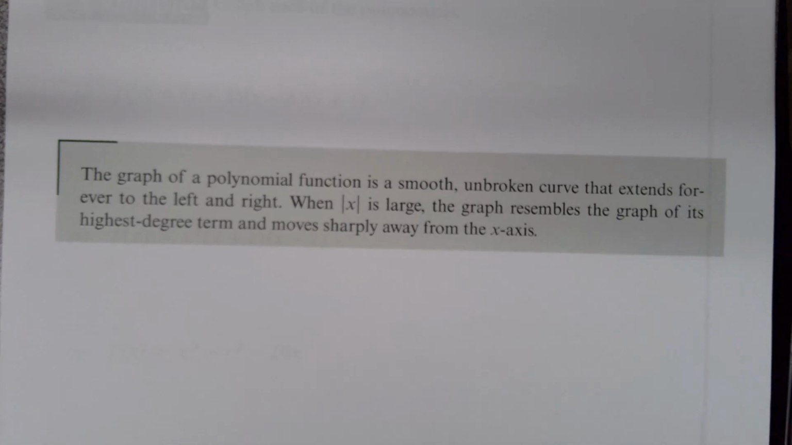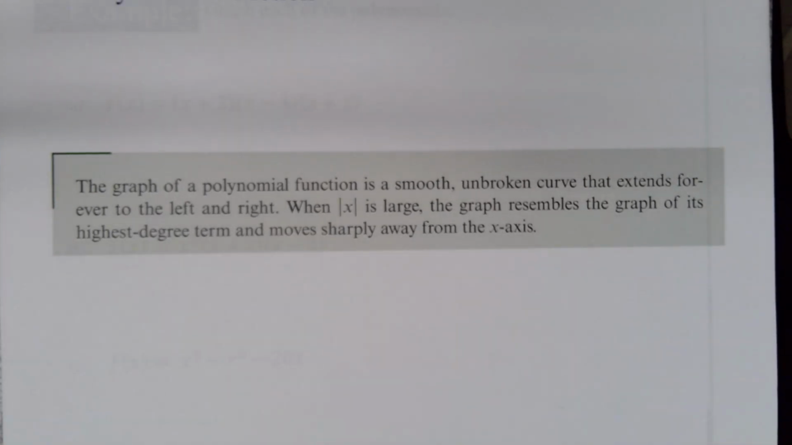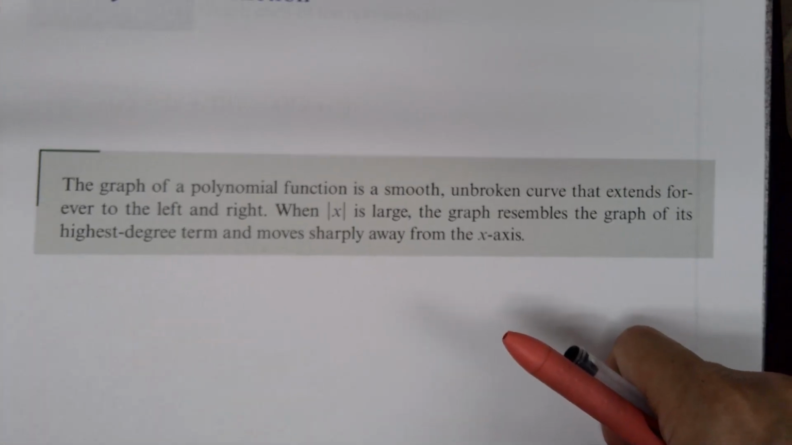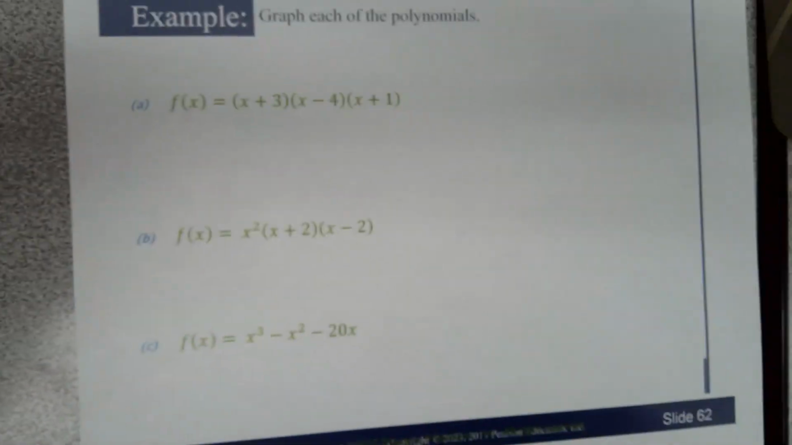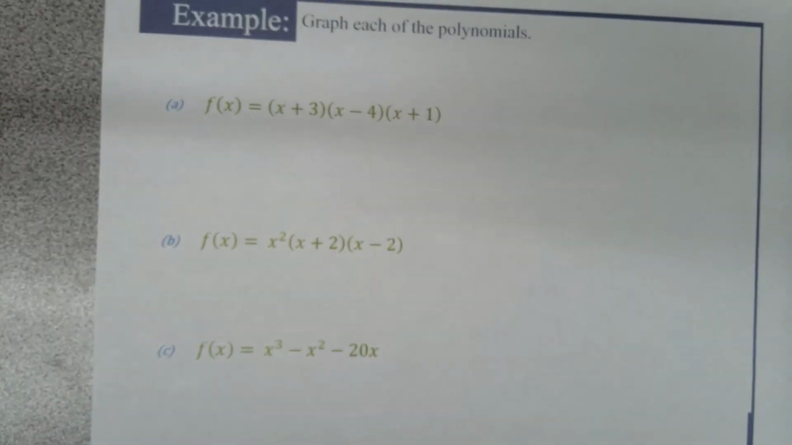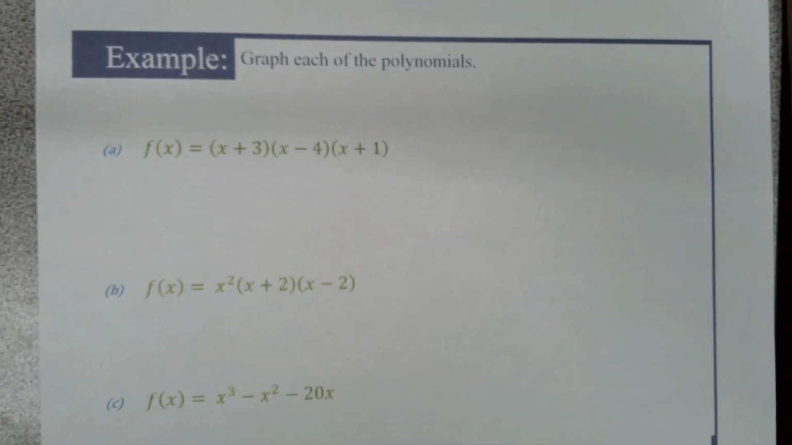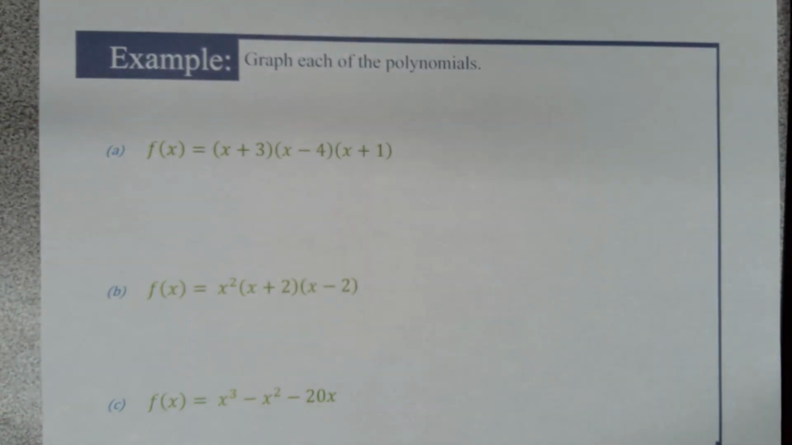Just as I said earlier, the graph of a polynomial function is a smooth, unbroken curve that extends forever to the left and right. When x is large, the graph resembles the graph of its highest degree term and moves sharply away from the x-axis. That's really talking about our end behaviors there, either going to positive infinity or negative infinity. Okay. This takes us to graphing. But the one thing I feel like our book does not do well here that helps us when we graph is to talk about multiplicities. And so I'm going to add some information here that will help us with graphing.